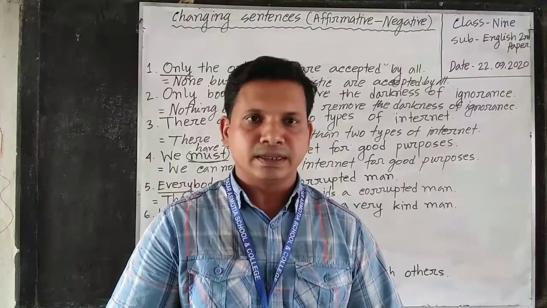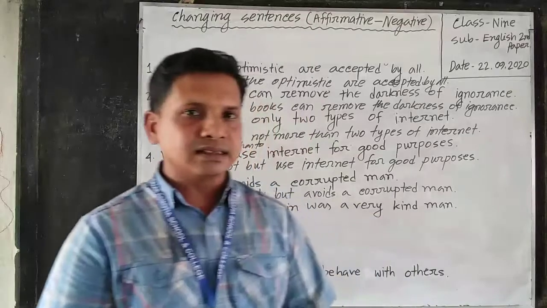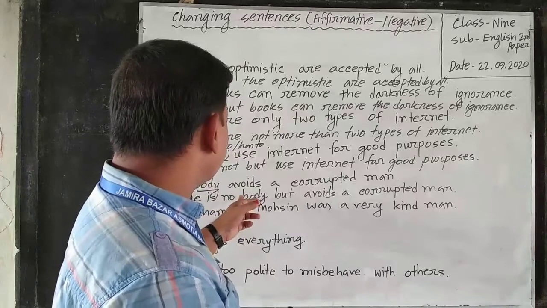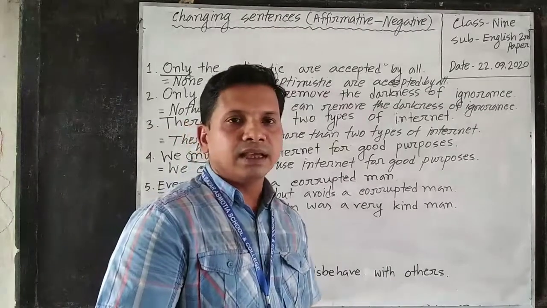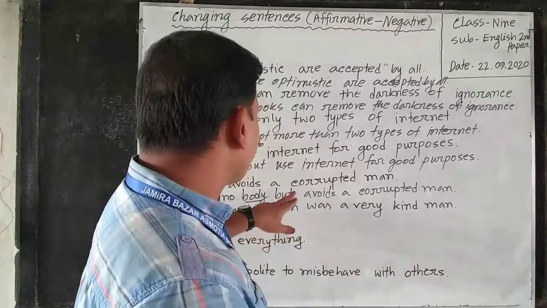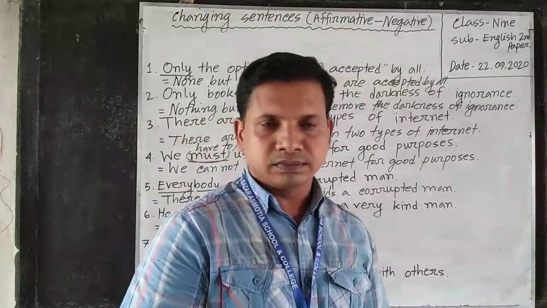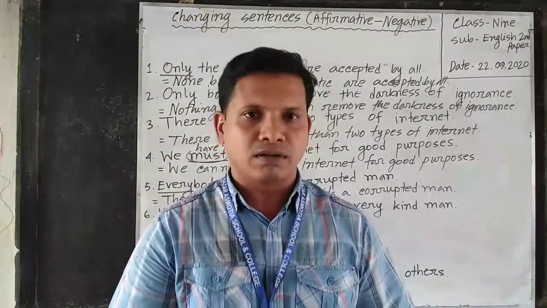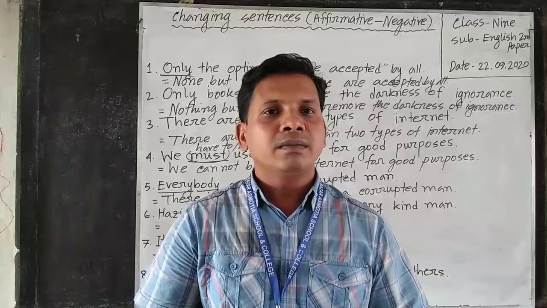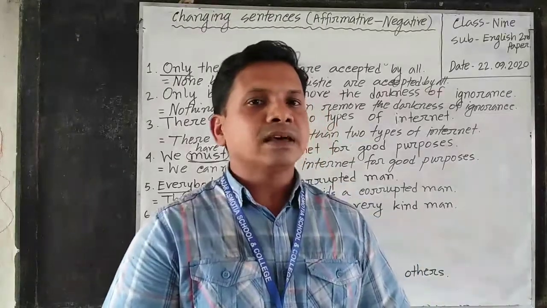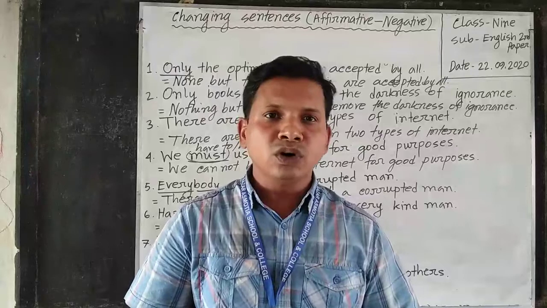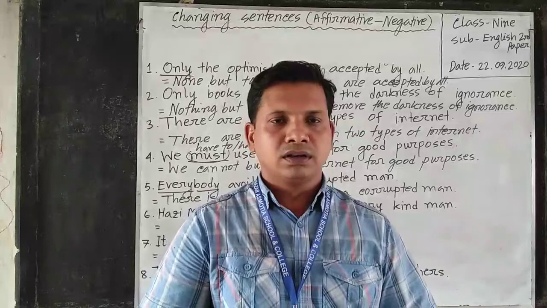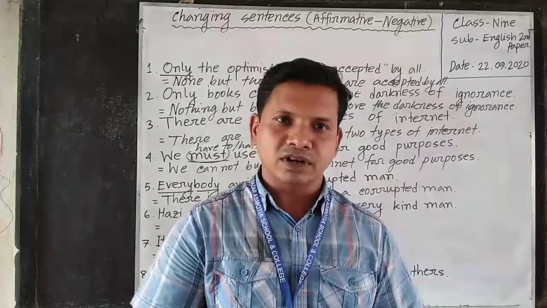Here is an alternative. If any sentence contains everybody and the sentence also contains has, then we have to use without instead of but. For example, we can say, every rose has a thorn. Here the negative answer will be there is no rose without a thorn. There is no rose without a thorn. So dear students, I think you have got it.